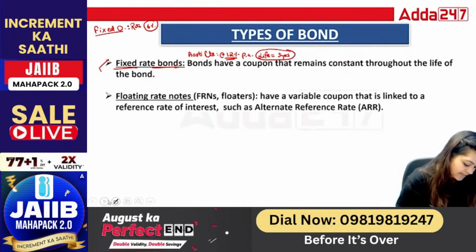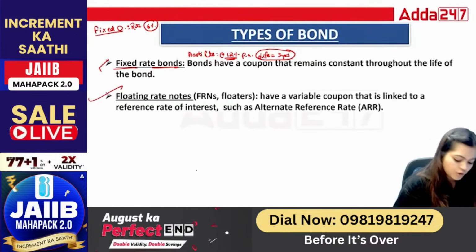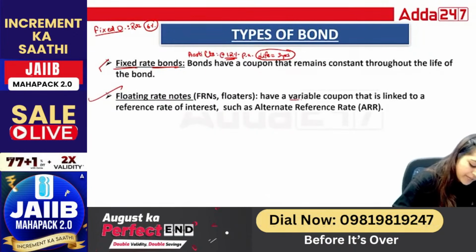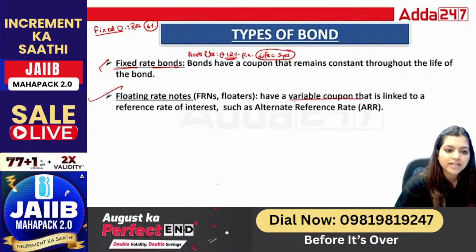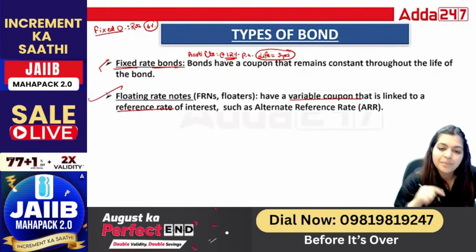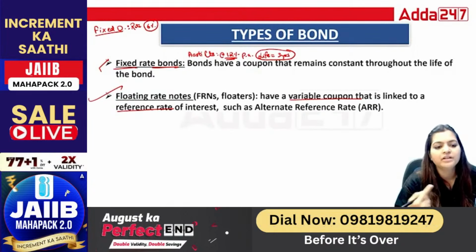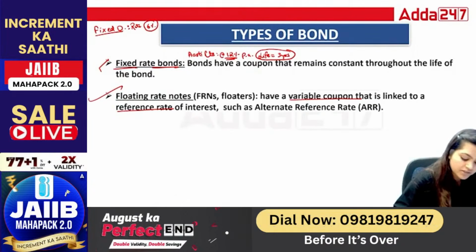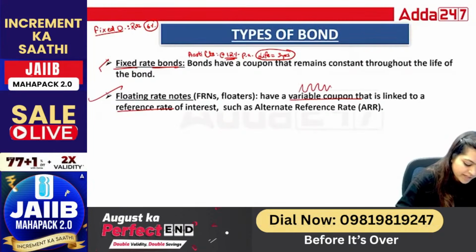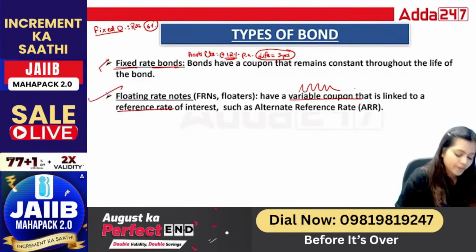Okay, now next is your floating rate notes. Floating rate, fluctuating. Yes, this is a variable coupon which is linked to a reference rate of interest. If RBI is reducing their rate or increasing their rate, as per that you can see the adjustment in the rates also. Okay, the rate is not going to be constant. Here you can see fluctuating. That is your floating rate notes.